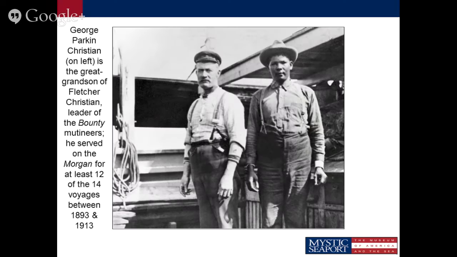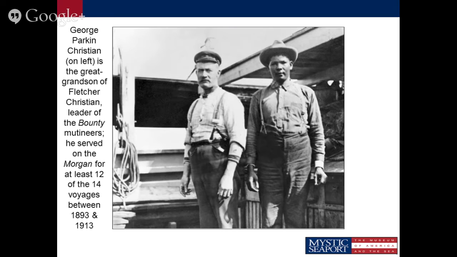This is from the Morgan. This is George Parkin Christensen on the left. He's the great-grandson of Fletcher Christian, the leader of the Bounty mutineers. He served on the Morgan for at least 12 of the 14 voyages between 1893 and 1913. But I include him also as another example of an islander, the type of islander Melville might have encountered. And these lead, of course, to Queequeg.